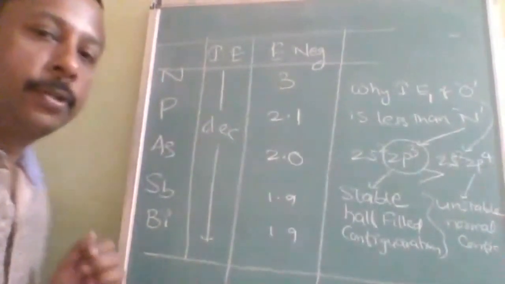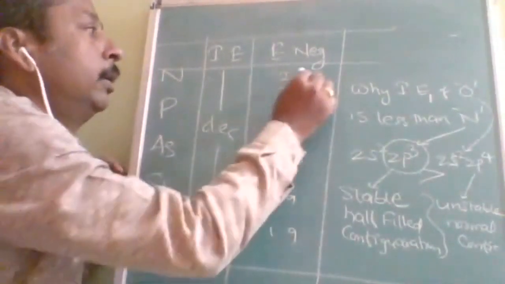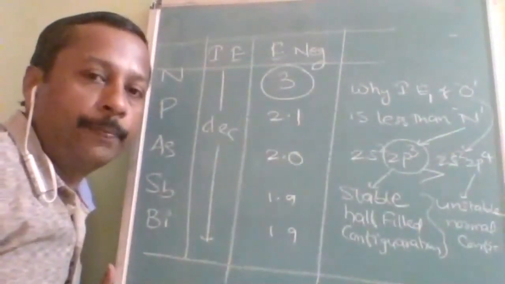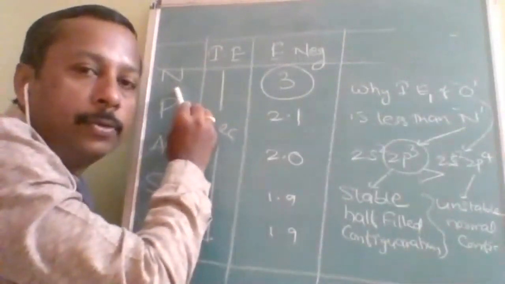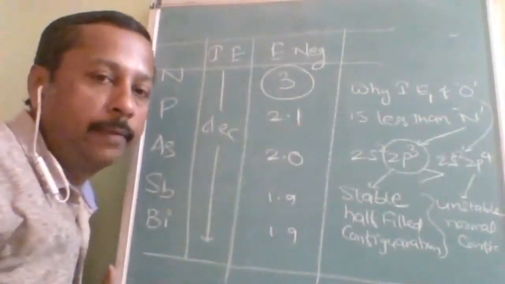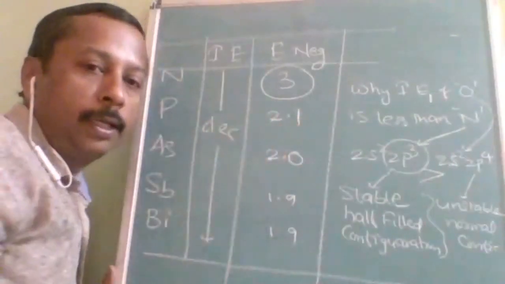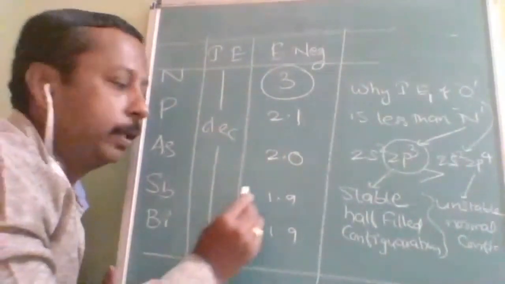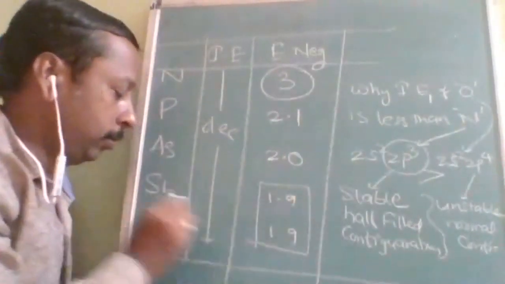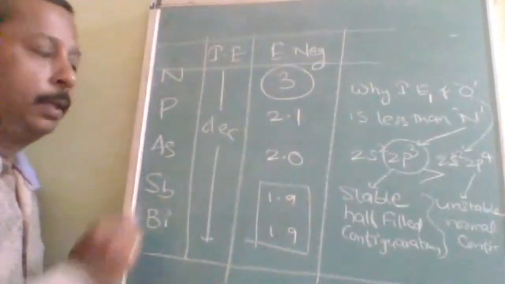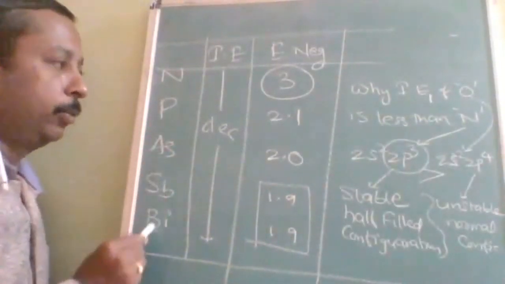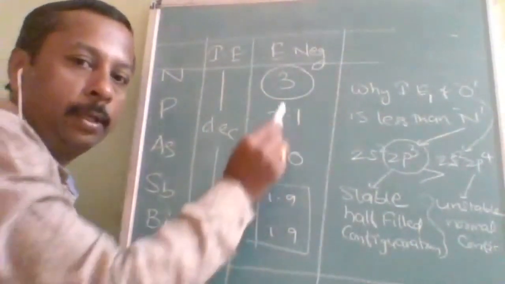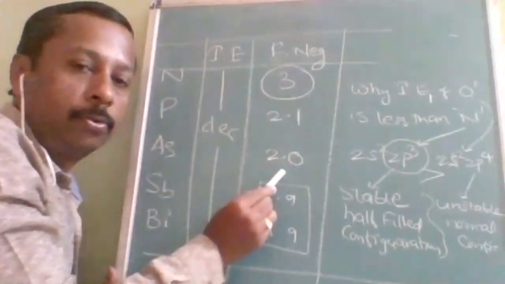Now there is an anticipated question: which of the 15th group elements shows the highest electronegativity? The answer is nitrogen; its electronegativity on the scale is 3. How many elements show the same amount of electronegativity? The answer is 2: Sb and Bi. Nitrogen, phosphorus, arsenic, antimony, bismuth. Down the group there should be a decrease, and there is a decrease: 3, 2.1, 2 and 1.9.